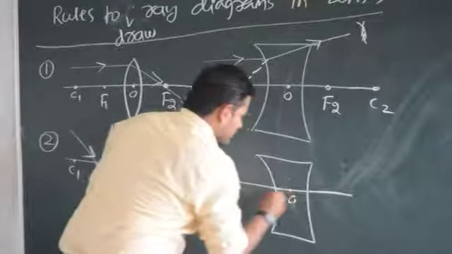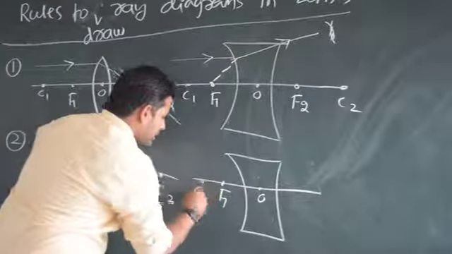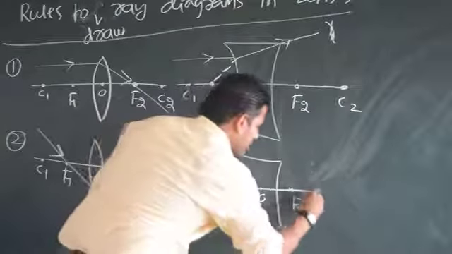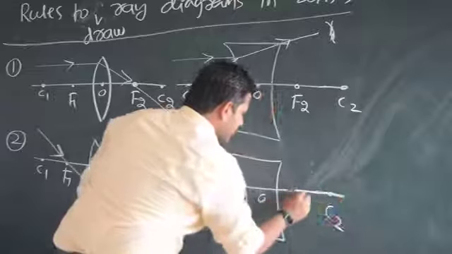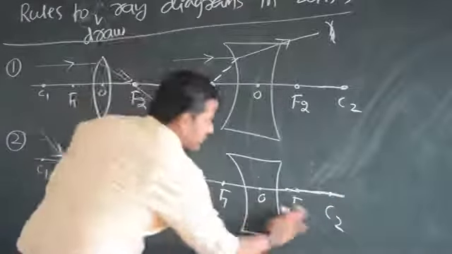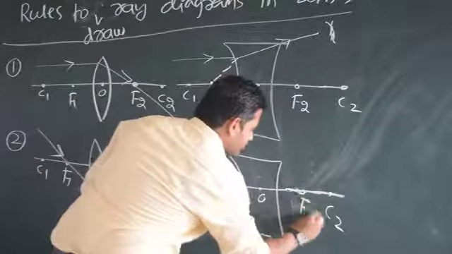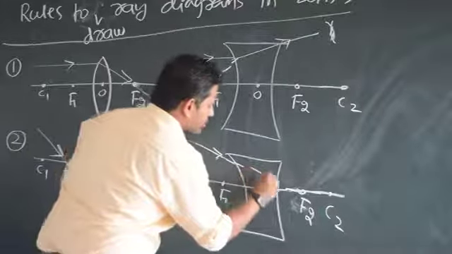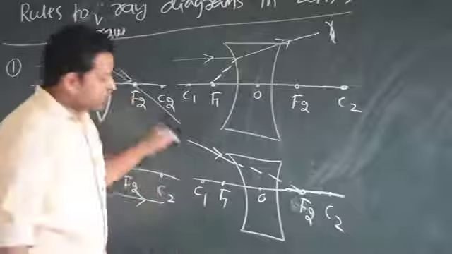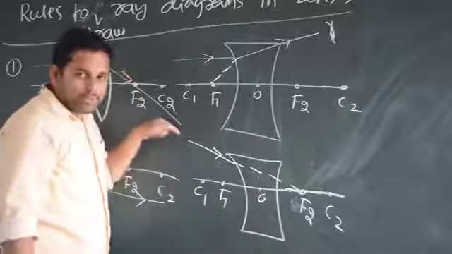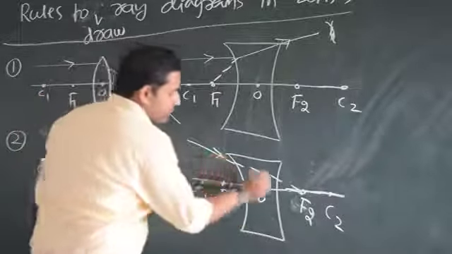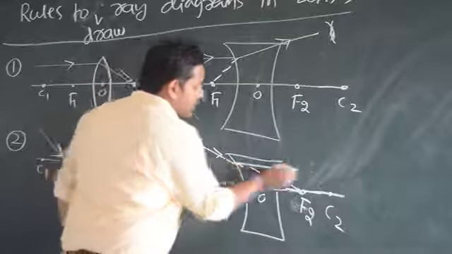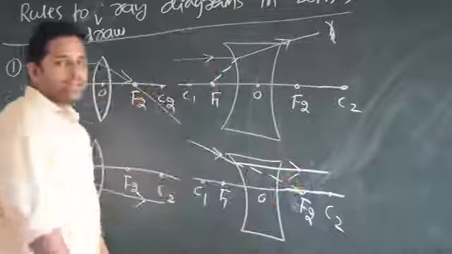This is the optical center. Here I have F1, C1, and F2 and C2. Now see how different it is. Let us take a ray of light towards F2. If a ray of light appears to fall on the principal focus, it cannot pass through this principal focus. It only appears to fall on the principal focus. Then after refraction, it is parallel to the principal axis.